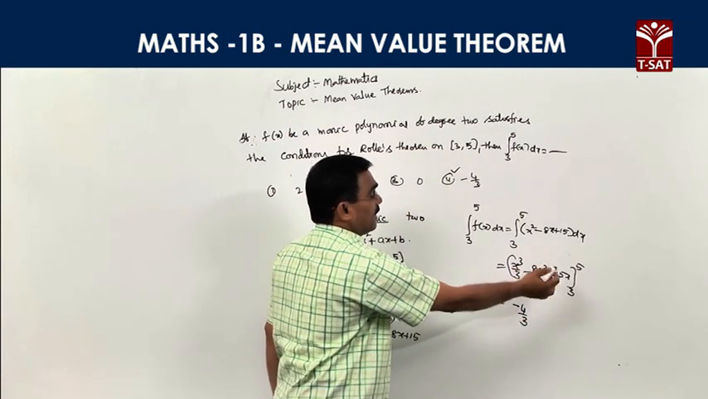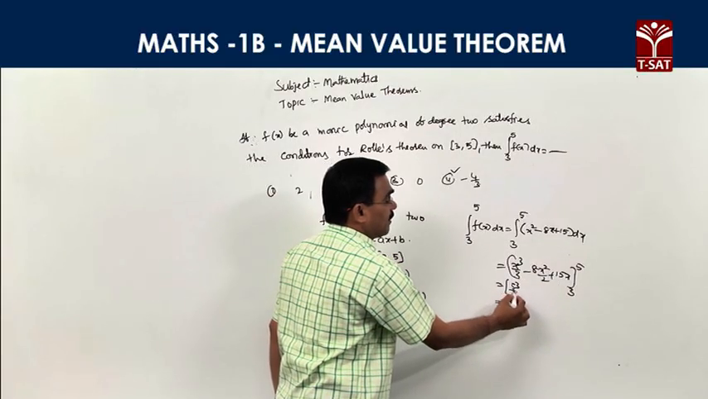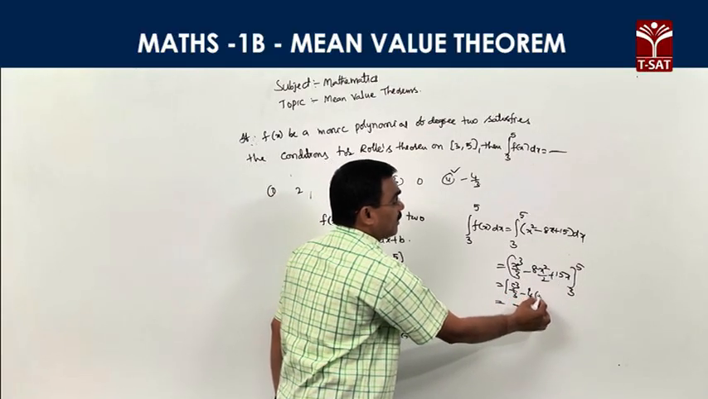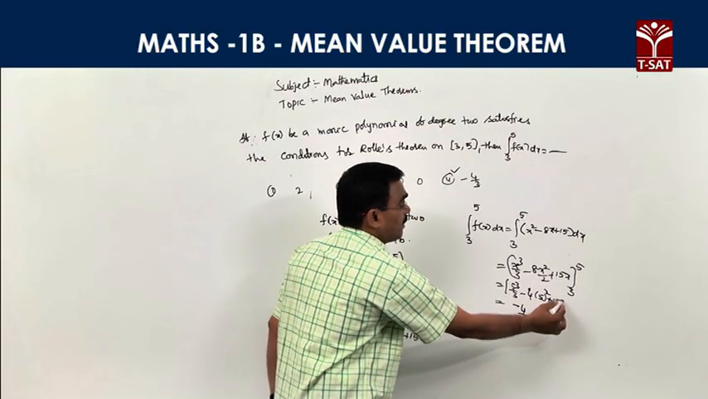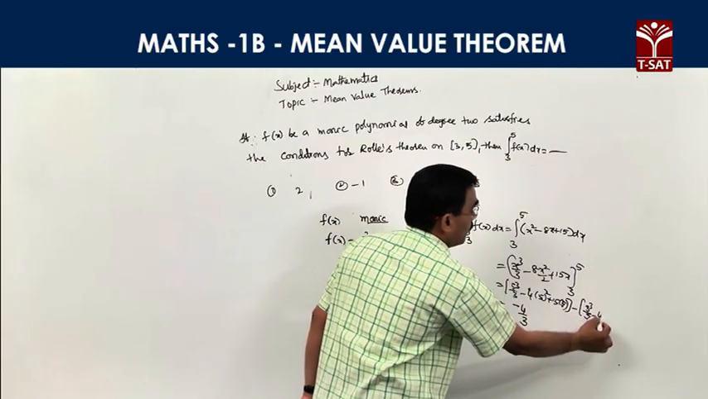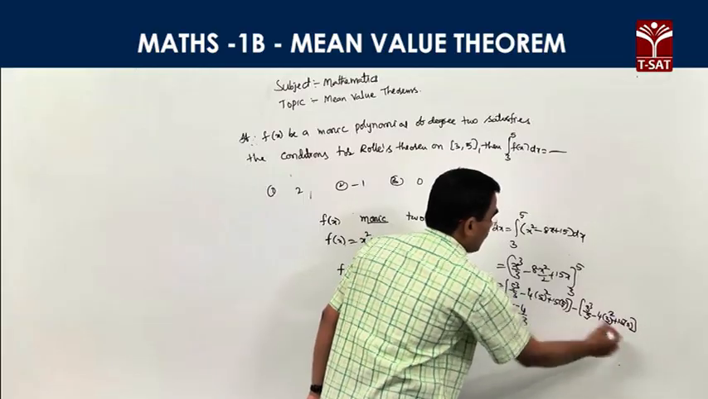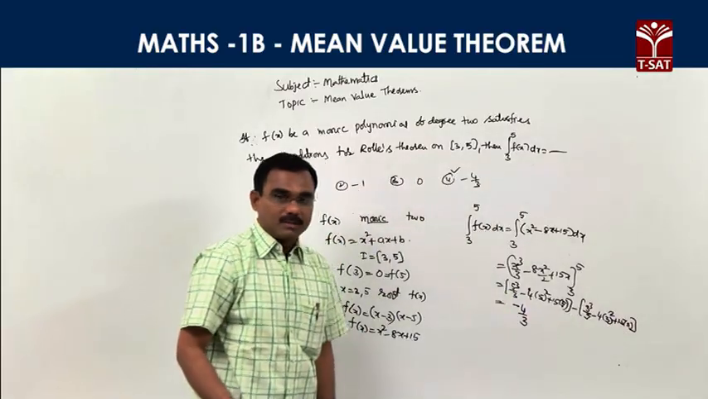If you simplify, substitute 5 and subtract the substitution of 3: 5³/3 - 4·5² + 15·5 minus 3³/3 - 4·3² + 15·3. Simplify this and you get -4/3.